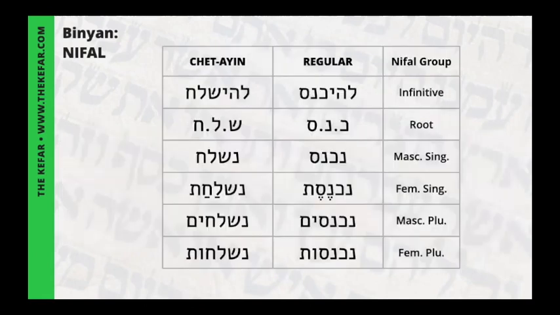Okay, so now let's look at the two groups that we've done so far side by side. And we see that really the only difference between regular and chet ayin nif'al verbs is with the feminine singular. So we have a double segol, or the double s sound, with our regular verbs like nichneset. And we have a double patach, or our a sound, with our chet ayin verbs such as nishlachat.